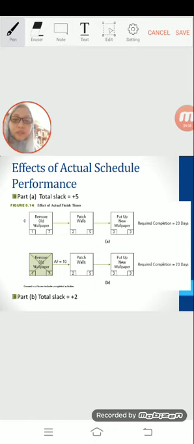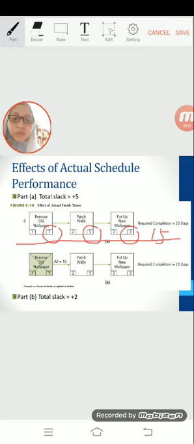For part A, 7 plus 5 equals 12, plus 3 equals 15. So 20 minus 15, you have 5 days. Get it? Actually, you need to finish in 20 days, but you managed to finish in 15 days. So your total slack is positive 5. It means you have 5 more free days because you finish early.